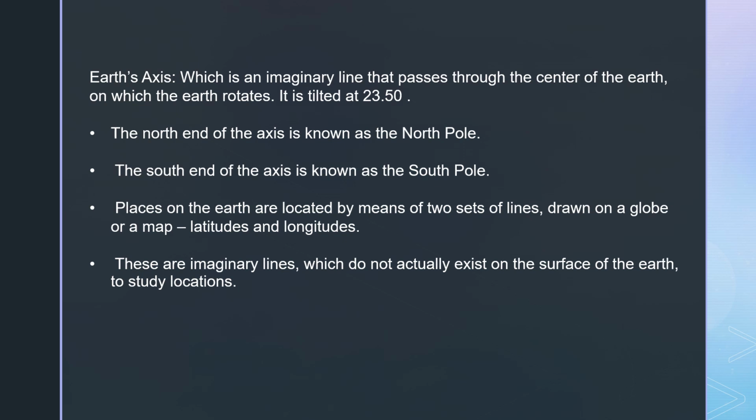Places on the Earth are located by means of two sets of lines drawn on a globe or a map: latitudes and longitudes. These are imaginary lines which do not actually exist on the surface of the Earth, used to study locations.